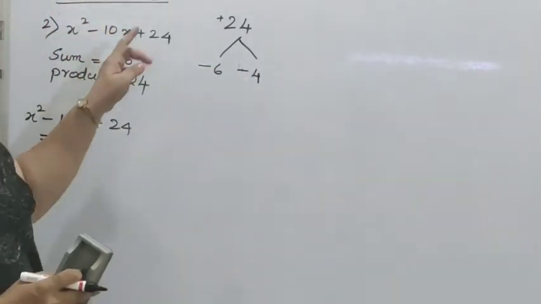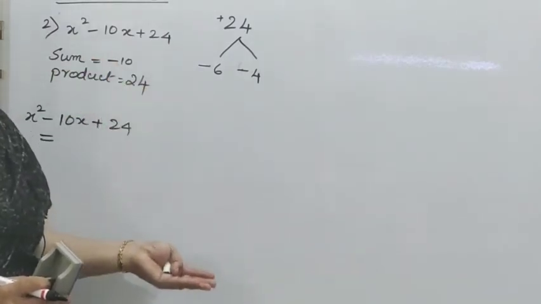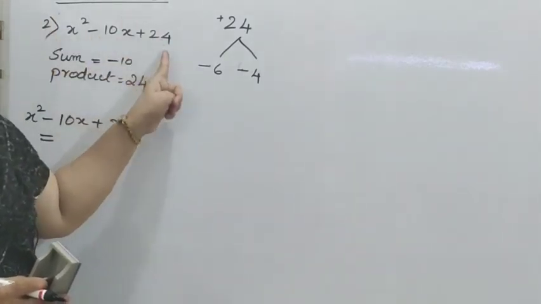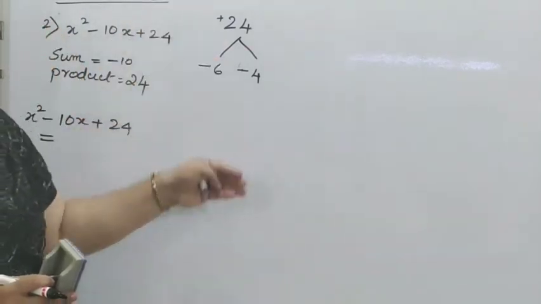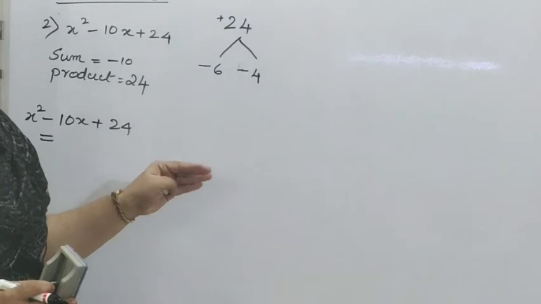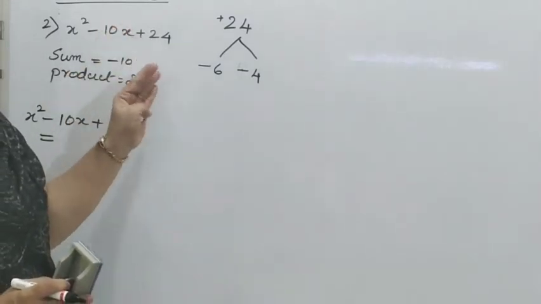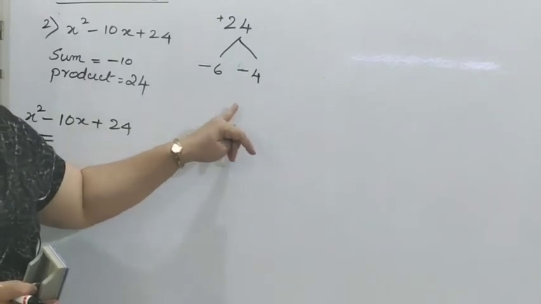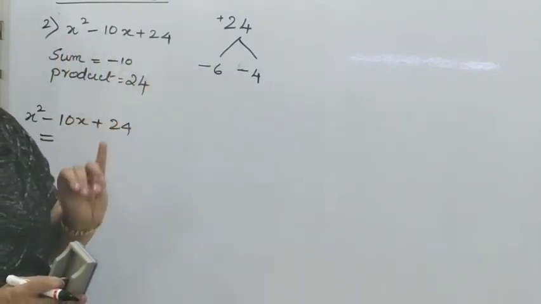So what is that one? First you identify the factors where we are getting sum as -10 and product as 24. Both the conditions should be satisfied. While checking the factors itself, we have seen that it is not satisfying for the other three pairs. Only 6 and 4 satisfy it. Now since the middle term is minus, we are giving both the minus sign.